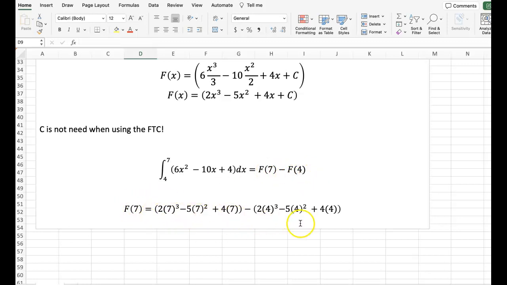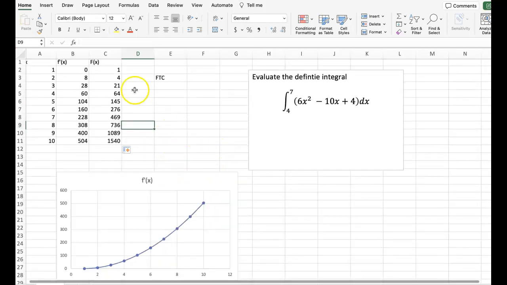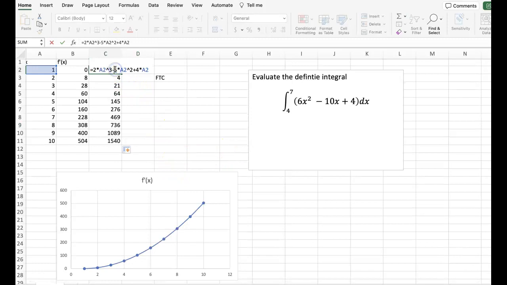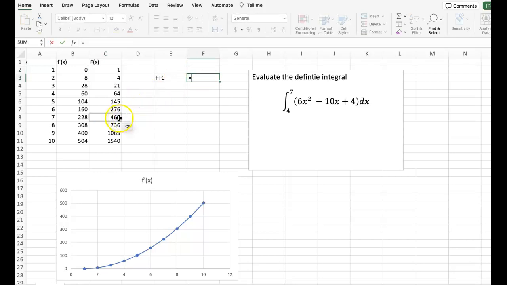Now you could do these by hand, but because we have Excel, it's so much easier to do it in Excel. We would put the antiderivative into Excel as our next column, so our antiderivative is put there. And then it's really simple to find using the fundamental theorem of calculus. We just say this is going to equal the antiderivative at 7 minus the antiderivative at 4.